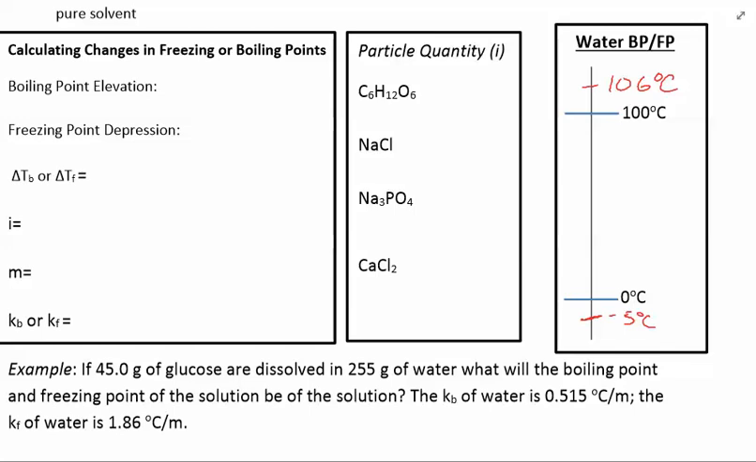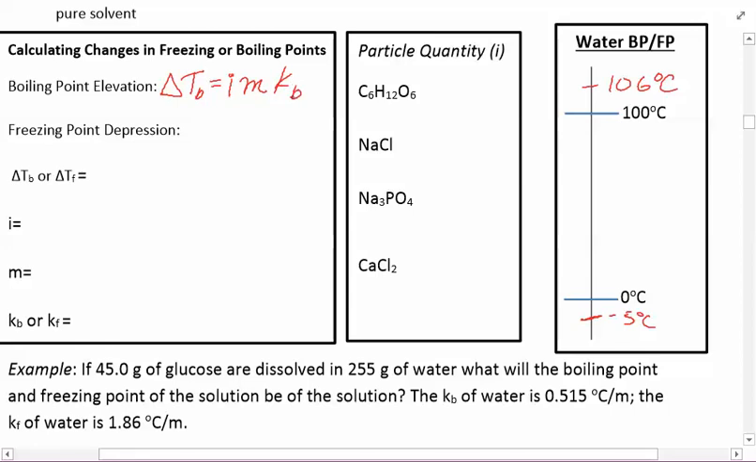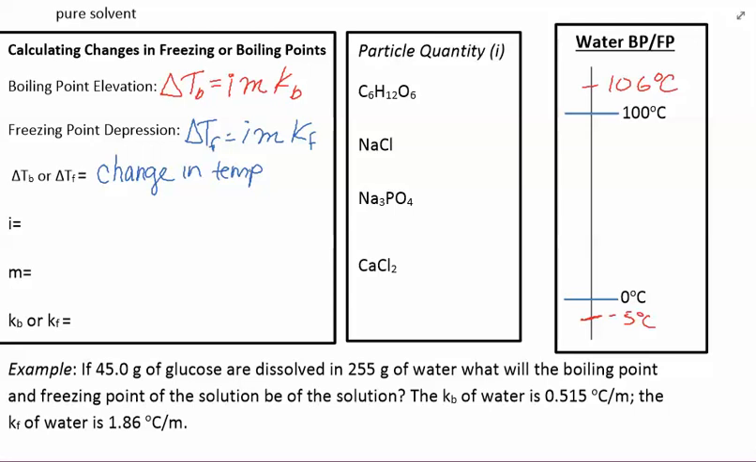Because we have two different possibilities, boiling or freezing, we have two different equations, but they are calculated the same way. For boiling point elevation, we have ΔTb = i m Kb. For freezing point depression, we have ΔTf = i m Kf. Tb or Tf is your change in temperature. So what we're going to be calculating is the deviation from either the boiling point or the melting point, depending upon which equation we're using.